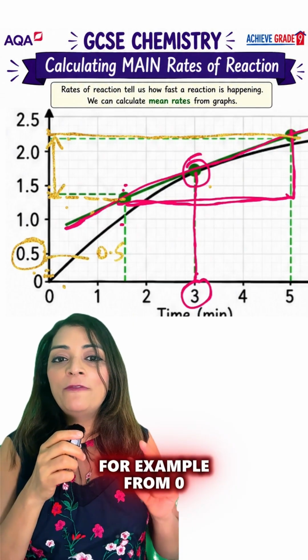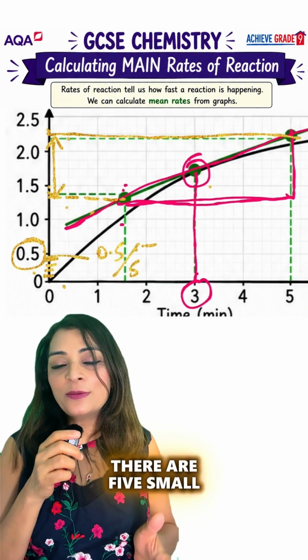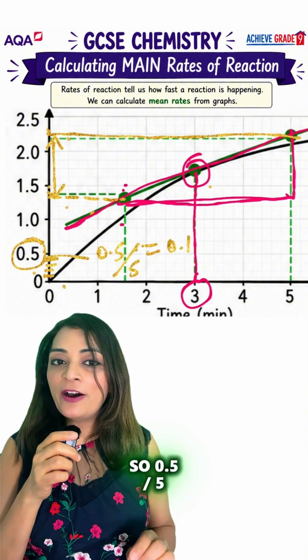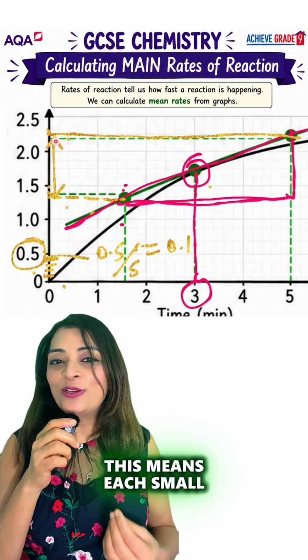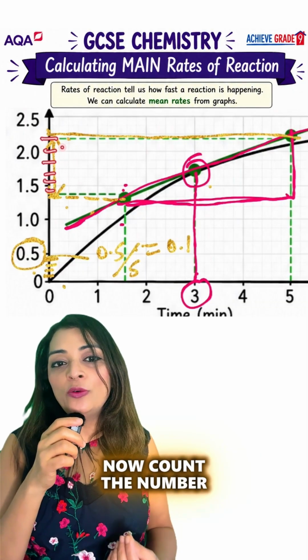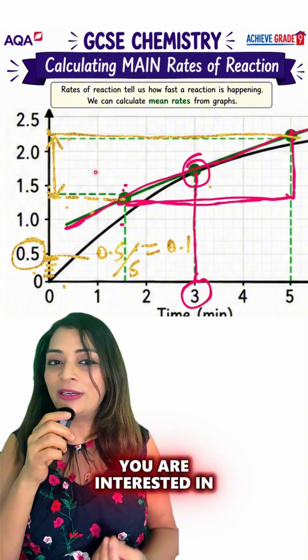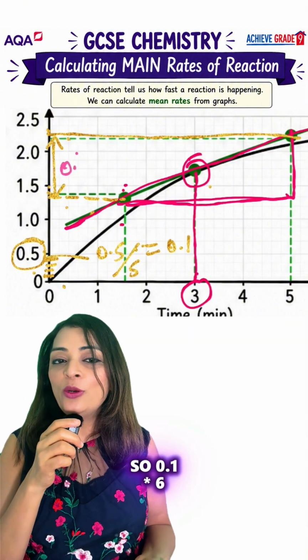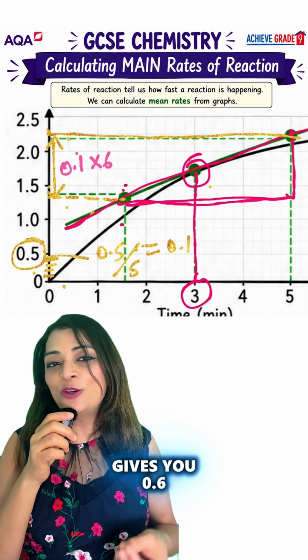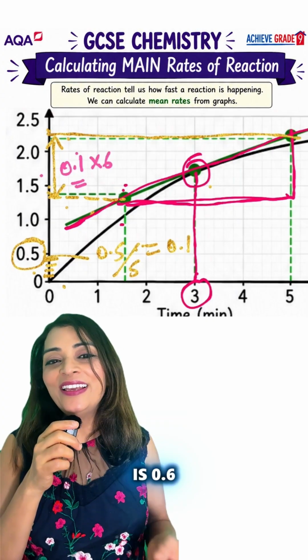For example, from 0 to 0.5, there are 5 small squares. So 0.5 divided by 5 gives you the value which is 0.1. This means each small square represents 0.1. Now count the number of squares between the 2 points you are interested in. In this example, there are 6 squares. So 0.1 times 6 gives you 0.6. Therefore, change in y is 0.6.